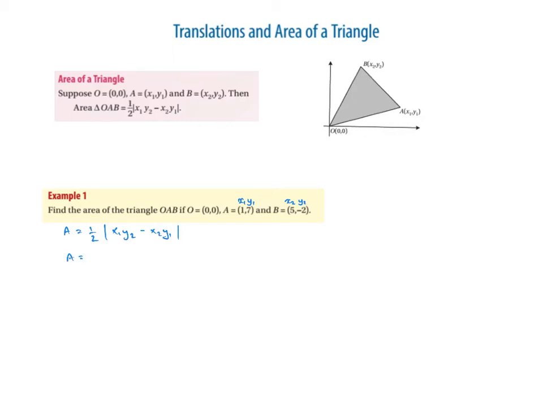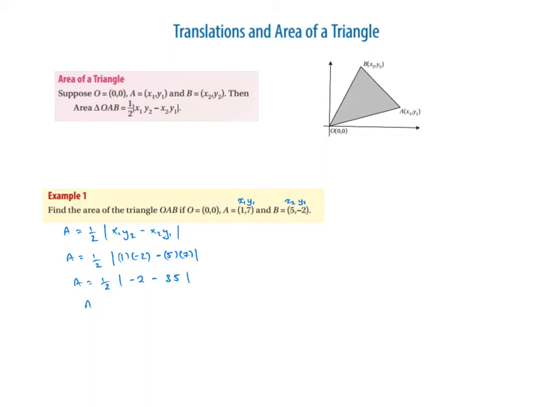So A is equal to a half, the modulus of x1, and my x1 over there is 1, multiplied by y2, and you can see y2 is minus 2. Then the minus x2, if you have a look, is 5 up there, and y1 is 7. So there we are, that wasn't too difficult. So we're just going to work out these things in the modulus. So it's a half, 1 times minus 2, which is minus 2, and then we've got minus 5 times 7, which is 35. Okay, not a bother.